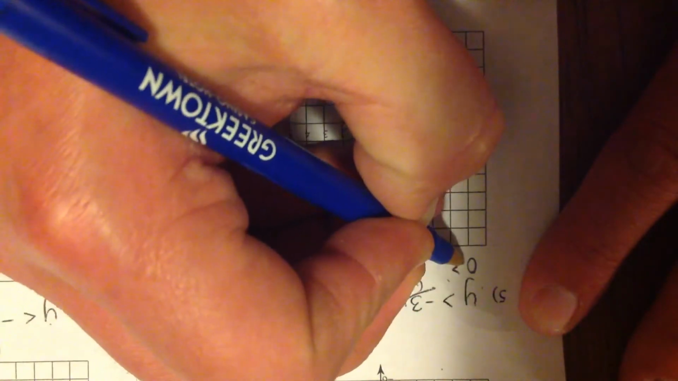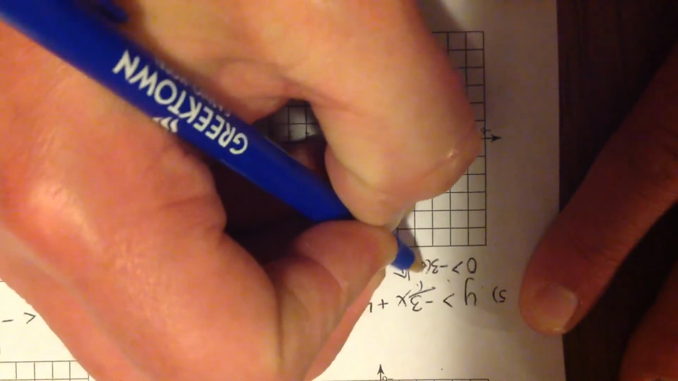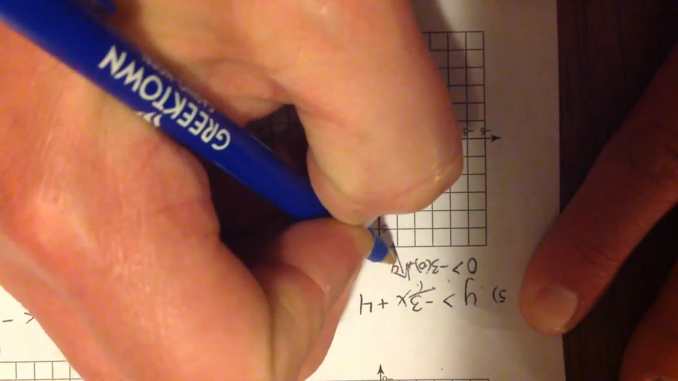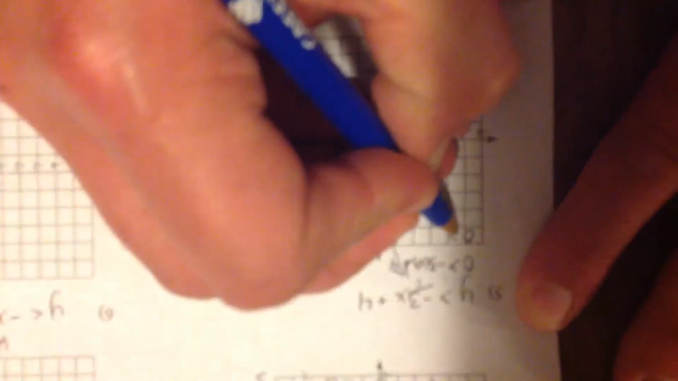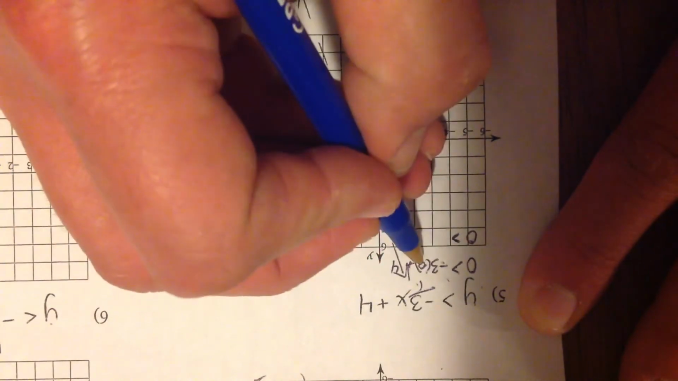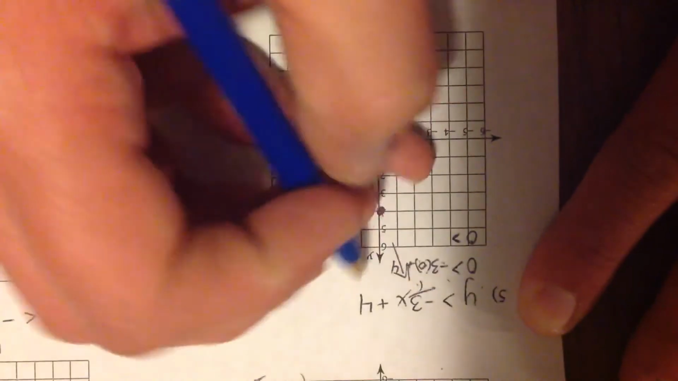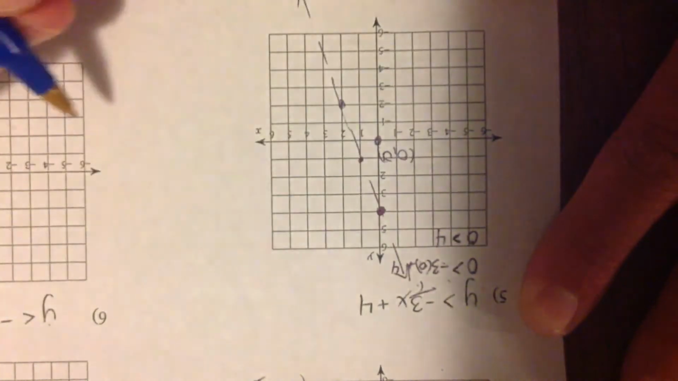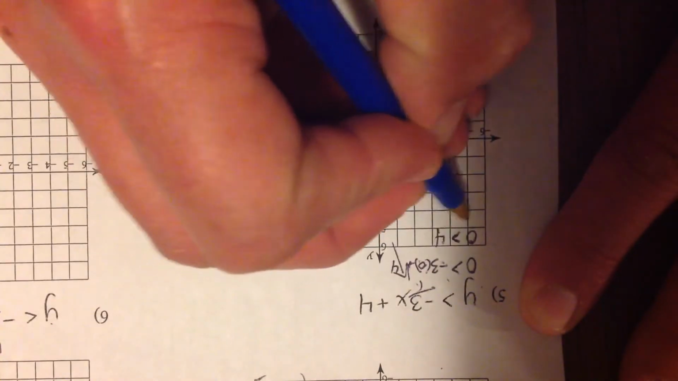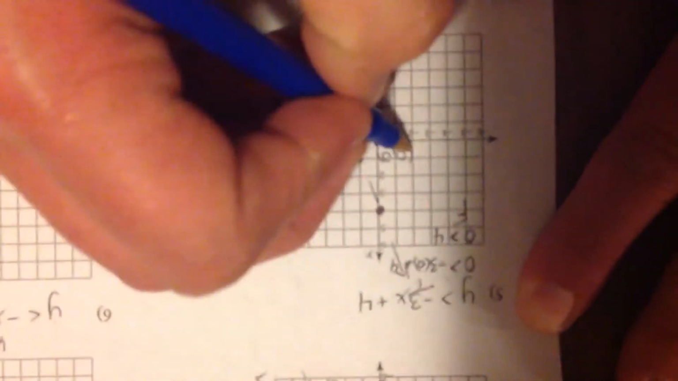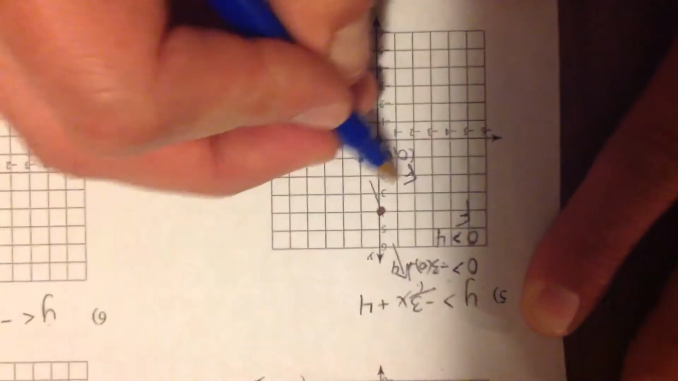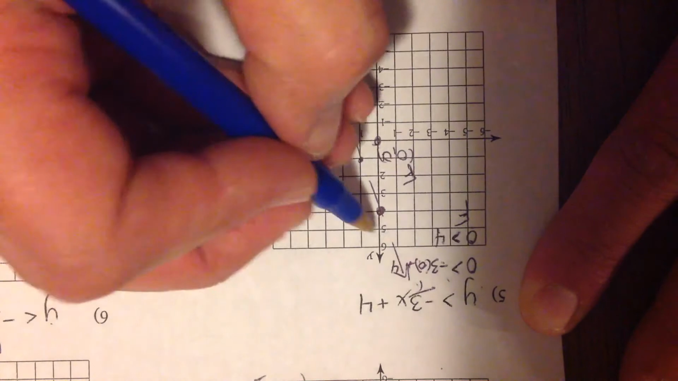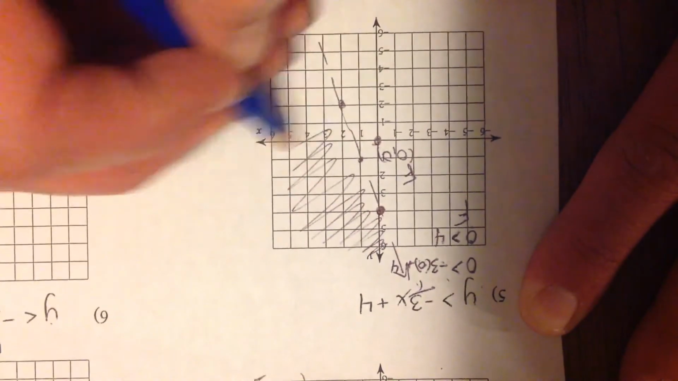0 is greater than negative 3 times 0 plus 4. So let's see if that's true. Negative 3 times 0 is 0, 0 plus 4 is 4. The question is, is 0 greater than 4? That is definitely false. This point right here is false. So if this point is false, that means everything on this side of the line is false, which means I shade this side of my graph.